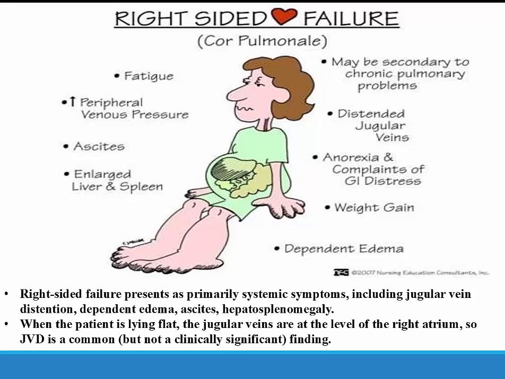Right-sided failure presents as primarily systemic symptoms including jugular vein distension, dependent edema, ascites, and hepatosplenomegaly. When the patient is lying flat, the jugular veins are at the level of the right atrium, so a JVD is common but not a clinically significant finding.